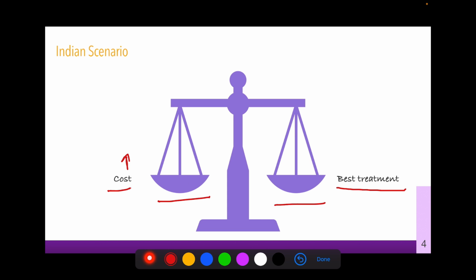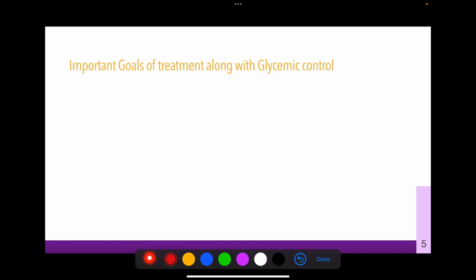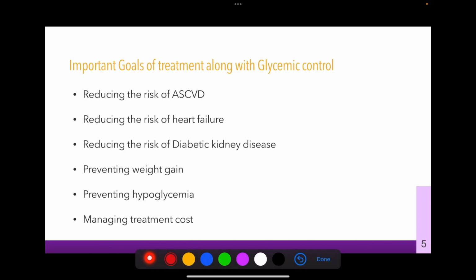Okay, whenever you're treating, the first and foremost goal is to maintain the sugar levels. But now we have newer anti-diabetics which, apart from maintaining glucose levels, can also take care of other things. What are they? Reducing the risk of ASCVD, atherosclerotic cardiovascular disease. Then reducing the risk of heart failure, reducing the risk of diabetic kidney disease, preventing weight gain.